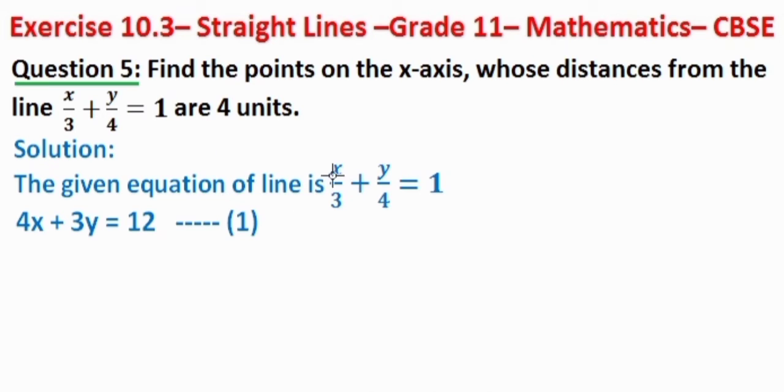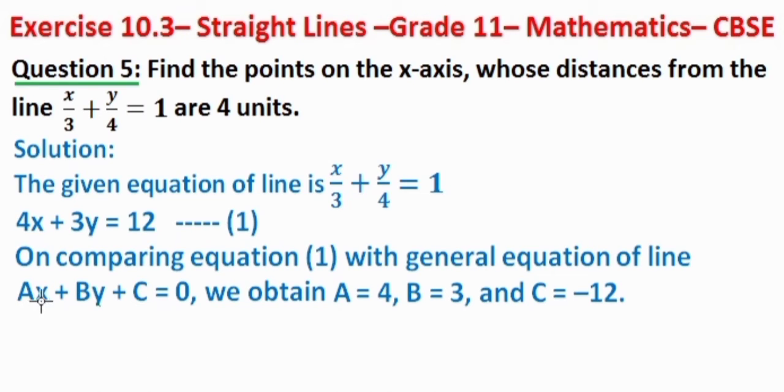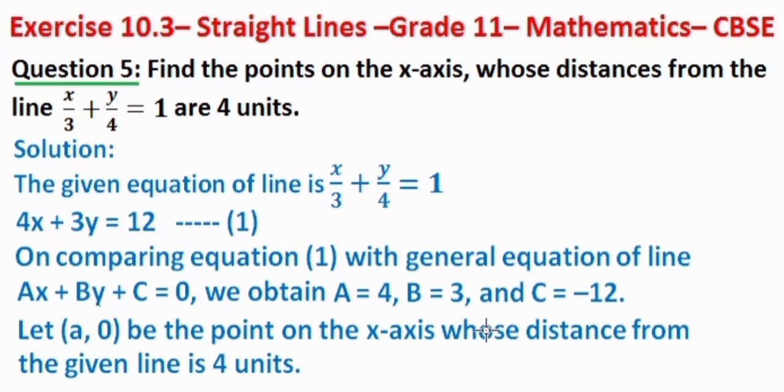Here the given equation is x by 3 plus y by 4 equal to 1. You can take the denominator as the LCM of 3 and 4, which is 12. So we get 4x plus 3y equal to 12. It is in the form ax plus by plus c equal to 0. Here a is 4, b is 3 and c is -12, because c should be on this side of the equal symbol.